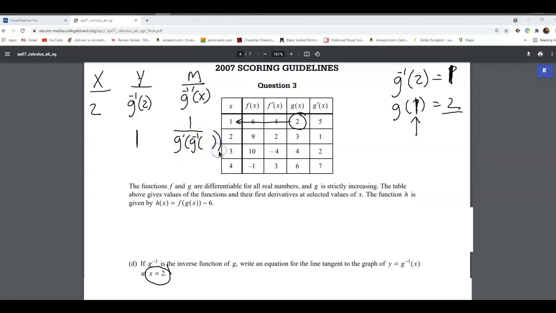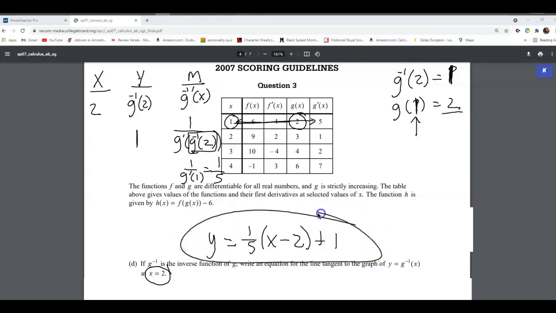And once again, we're going to plug the 2 in. Now I already know what g inverse of 2 is. It's 1. So now I need to find g prime of 1. And according to my table, at 1, g prime is 5. So this is 1 over 5. So now I have enough information to write my tangent line. It's y equals slope times x minus the x value they gave me plus the y value we found. And there you have it.